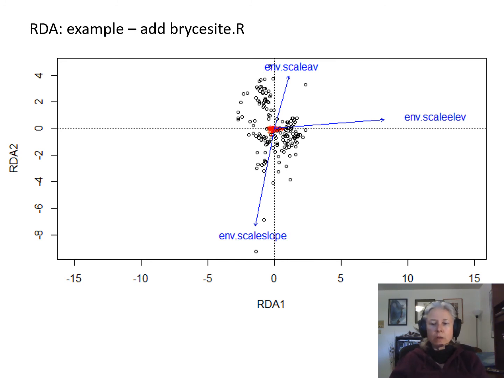Arrows that are parallel to an axis are more strongly associated with that axis, and arrow length indicates correlation strength. Thus, you can see how aspect and slope are negatively associated with each other because they point in opposite directions, and they are both affiliated with axis 2, RDA 2, because they're vertically aligned. RDA 1 is most closely associated with elevation, with increasing elevation.